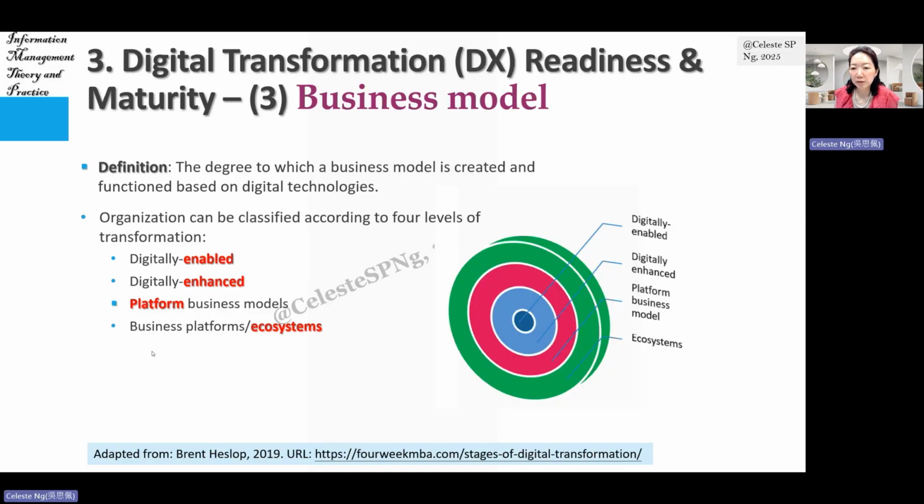Okay, and in this method, organizations can be classified into 4 levels of transformation. The first one is digitally enabled. The second level is digitally enhanced. The third is platform business model. And the fourth will be the business platform or the ecosystem. All right.